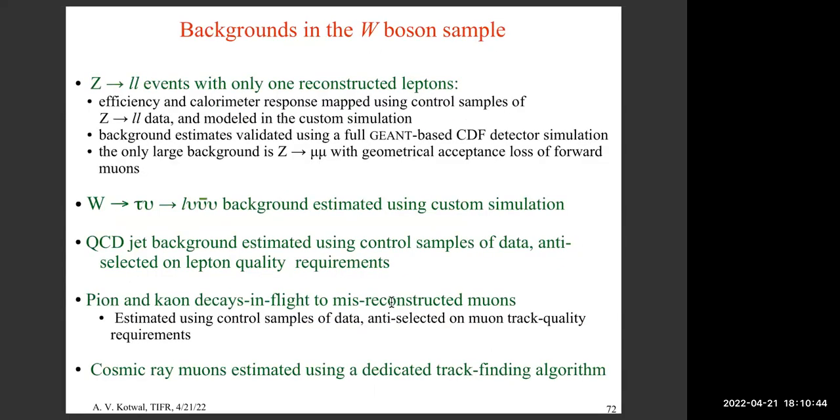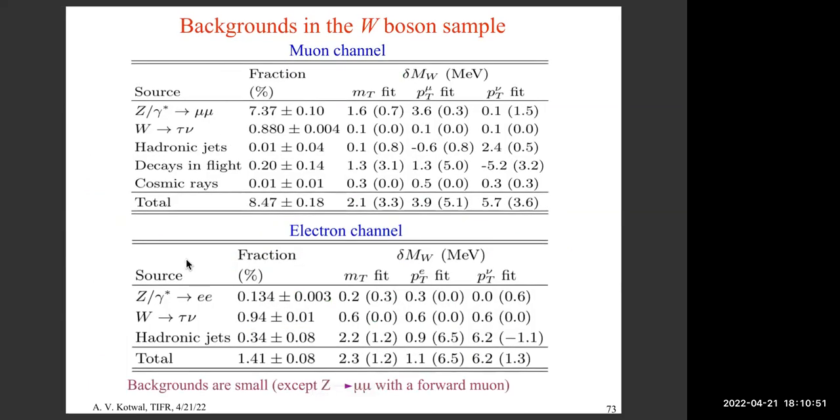And there are 5 background processes. Maybe I'll leave this to discussion if you have time. I will simply flash the table of backgrounds. You can see quite often small effects. Certain fits are more sensitive than others, and we understand the reasoning behind that. This is the one large background, but we did it 2 different ways to get the normalization and the shape of the distributions that matter, and pretty good consistency there.